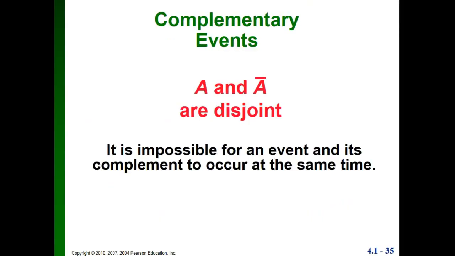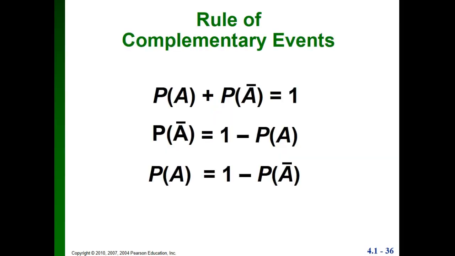So if we're talking about probabilities for complementary events, we need to think about the relationship between A and its complement. A and A complement are disjoint. That means they don't have anything in common. So it's impossible for an event and its complement to occur at the same time. That gives us a rule to figure out the probability for complementary events.